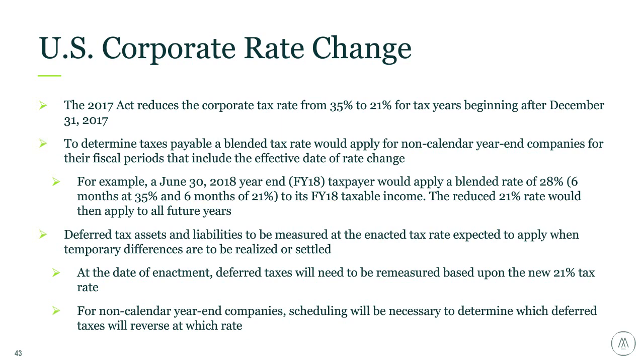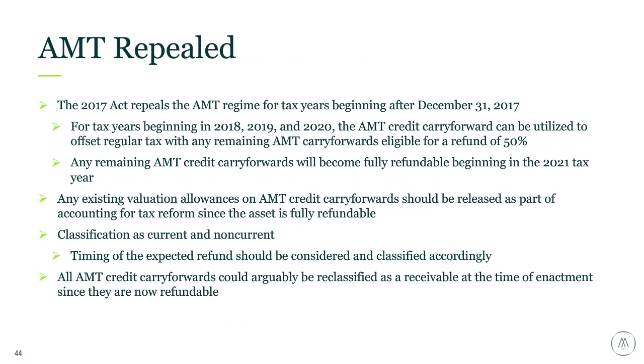Now, AMT was repealed, but of course we have to account for the repeal and how those credits are going to be used. For tax years 2018, 2019, or 2020, the AMT credit can be utilized to offset regular tax. In addition, half of the credit remaining can get refunded, which will leave some credit. You do that for the next 3 years. And then any remaining AMT credit carryforwards are going to be fully refundable in 2021.